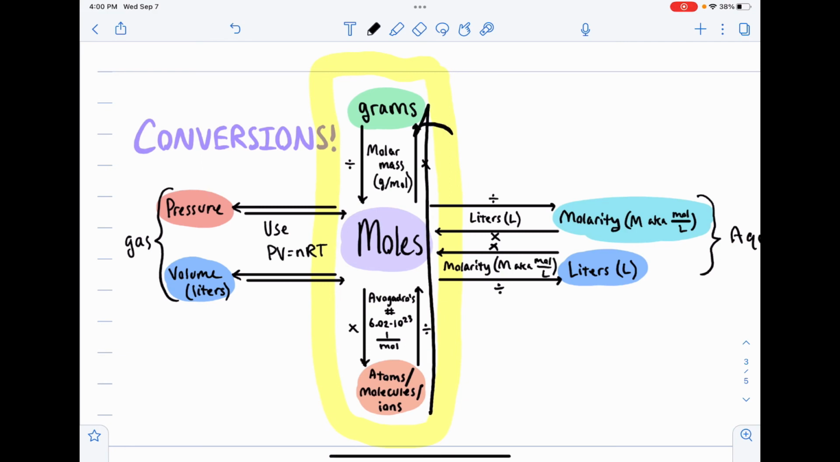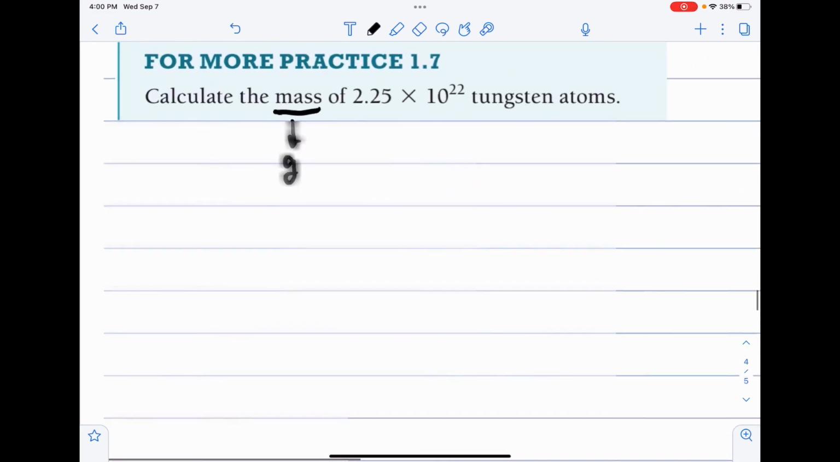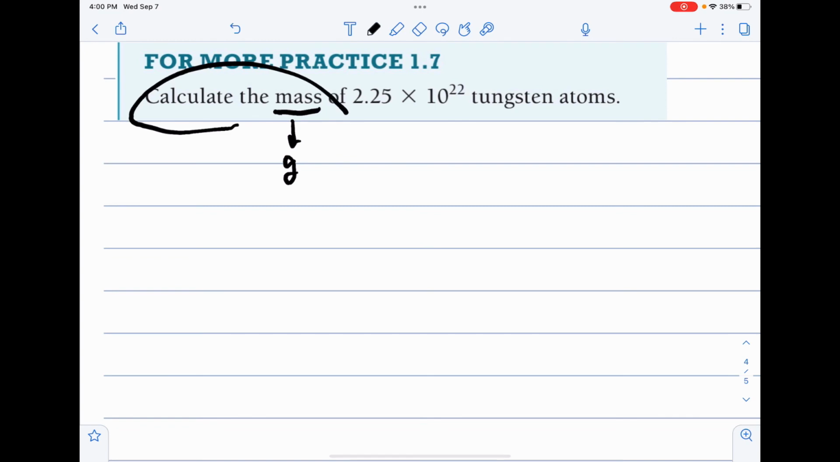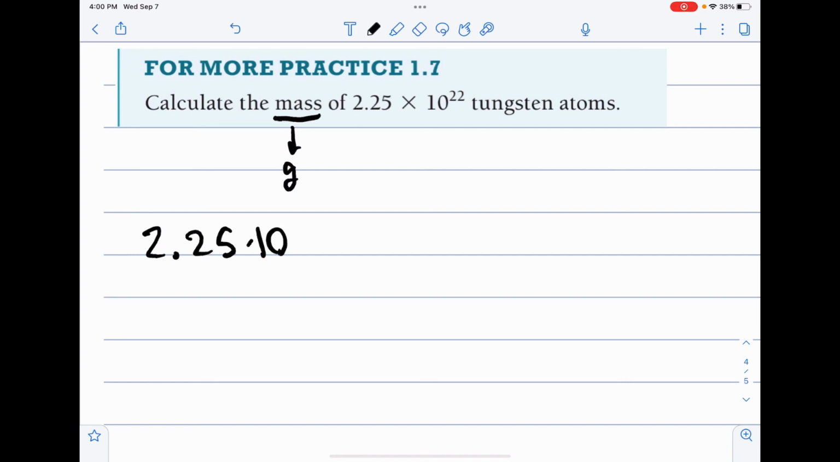We have to go through the mole. So that's going to be our first step, is to take atoms, because this is calculate the mass. So grams is our endpoint. Our starting thing is atoms. So we start with 2.25 times 10 to the 22nd tungsten atoms. And it doesn't matter what kind of atom we have when we're doing this first step, whether it's tungsten or carbon or lithium, because a mole of each one of those is the same number of atoms.